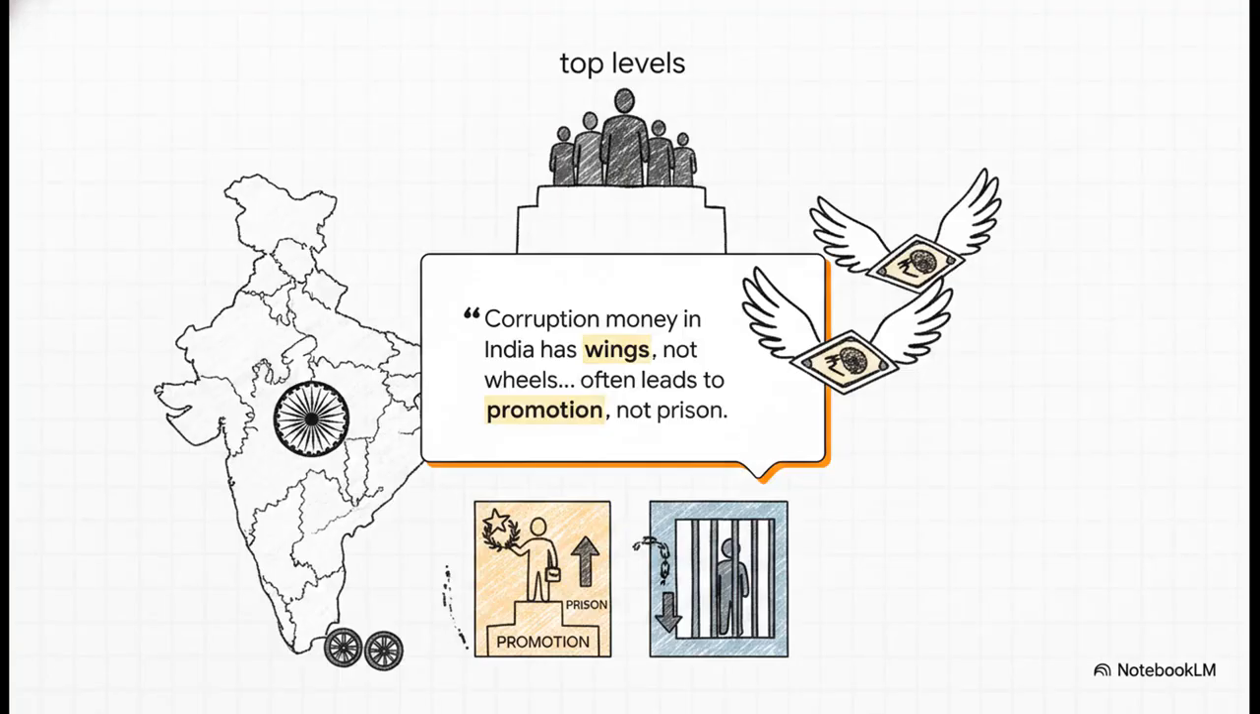When examining probity and governance, the National Commission pointed out some, frankly, staggering features. They noted that a lot of this happens upstream, right at the top. And corrupt money in India, they say it has wings, not wheels, meaning it doesn't just circulate locally, it gets smuggled abroad. And the most tragic part, sometimes playing this flawed system actually leads to a promotion rather than prison.